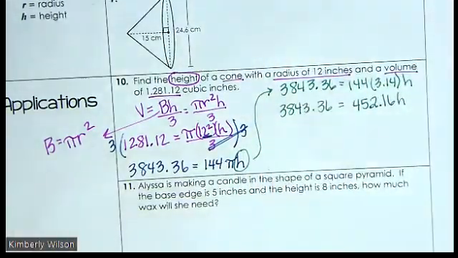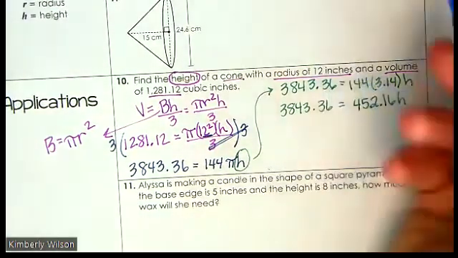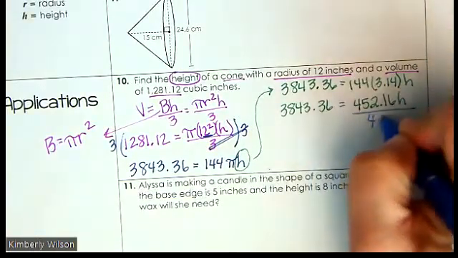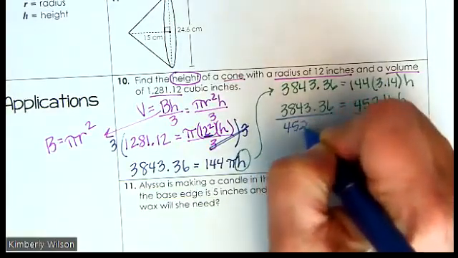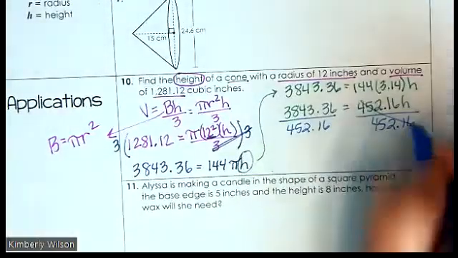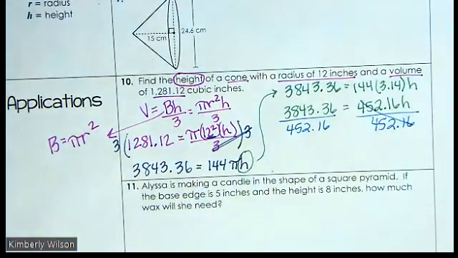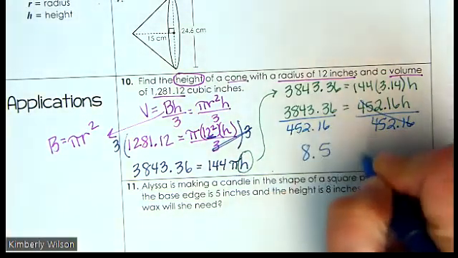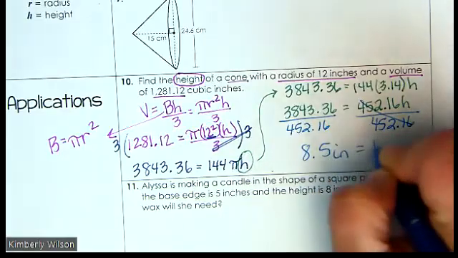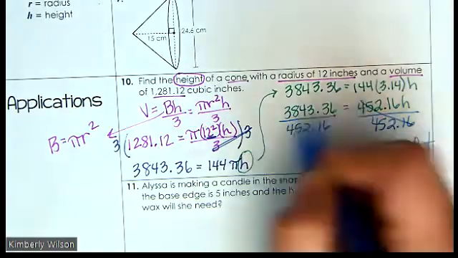Now, this is just solving an equation. So I just need to get the h by itself. So I'm going to divide by 452.16 on both sides. 3843.36 divided by 452.16 equals 8.5 inches equals the height.